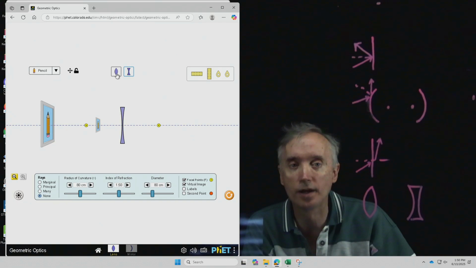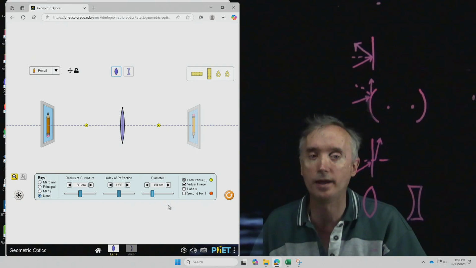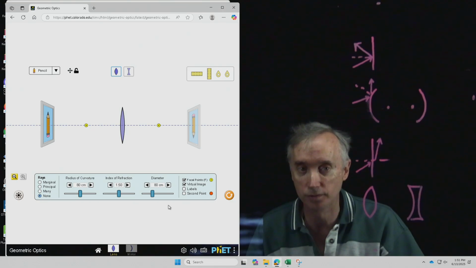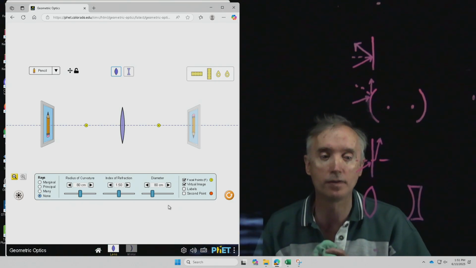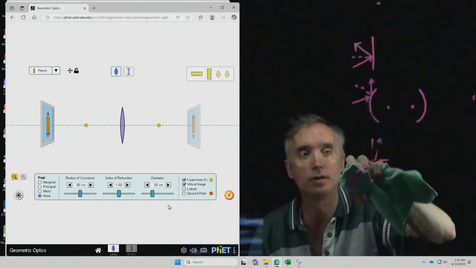So now we're down to here. We're going back to the converging lens, and I'm going to show you a way of geometrically figuring out where the image is going to be located. So this is going to be the geometric method of locating the image. So we're going to erase all of this.